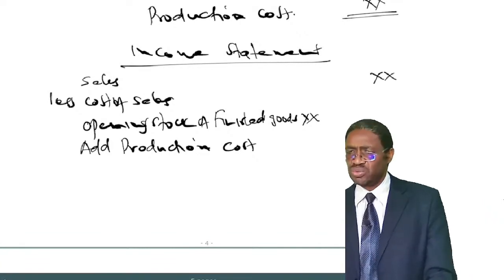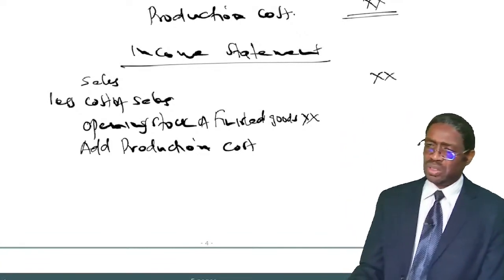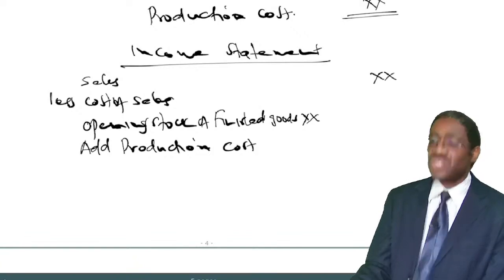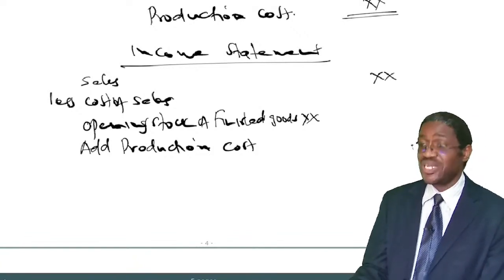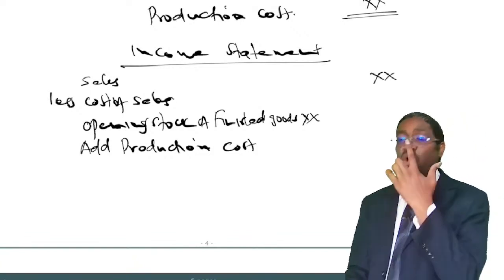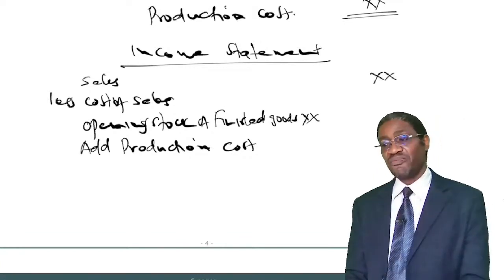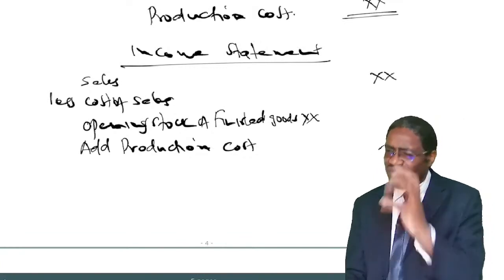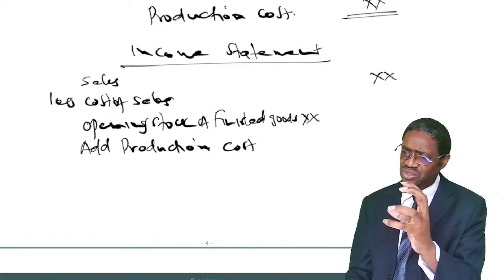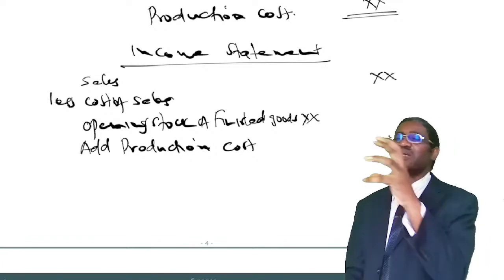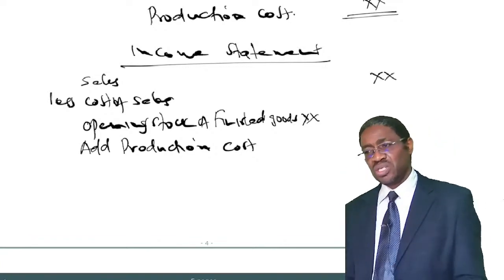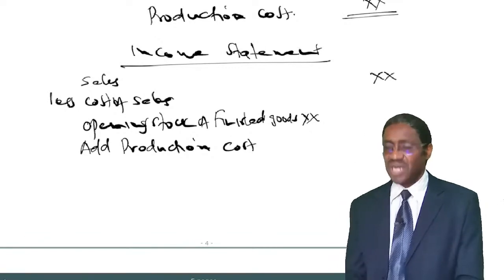Because I told you, the factory does not purchase. No, the showroom does not purchase. The showroom only receives the goods from the factory. So whatever it cost the factory to manufacture these goods, the showroom is like buying them at that much.